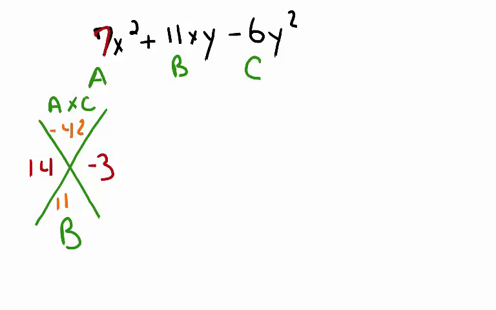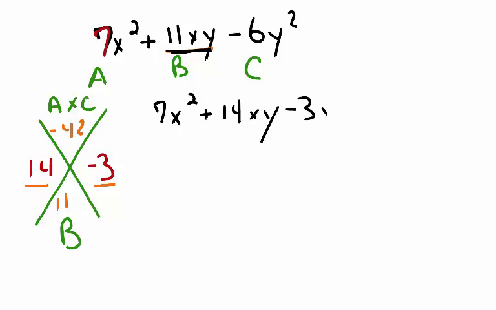Now I can replace my middle term, 11xy, with my two new terms. I'll expand my trinomial from 3 terms to 4 terms, then factor by grouping. So I'll have 7x squared plus 14xy. It's important to include the same variables that were in the original middle term, minus 3xy minus 6y squared.